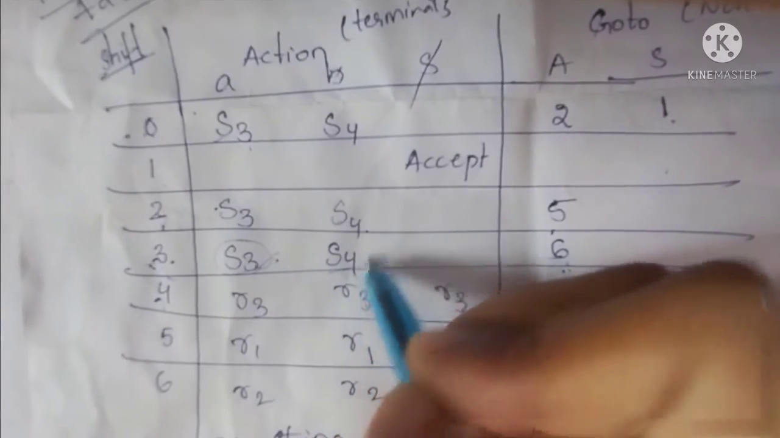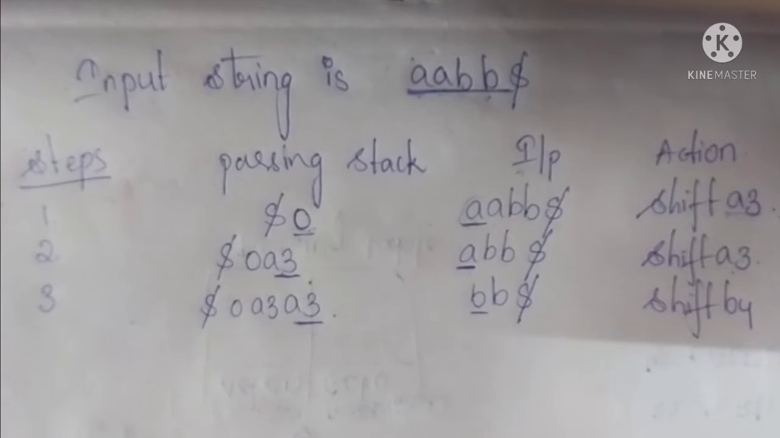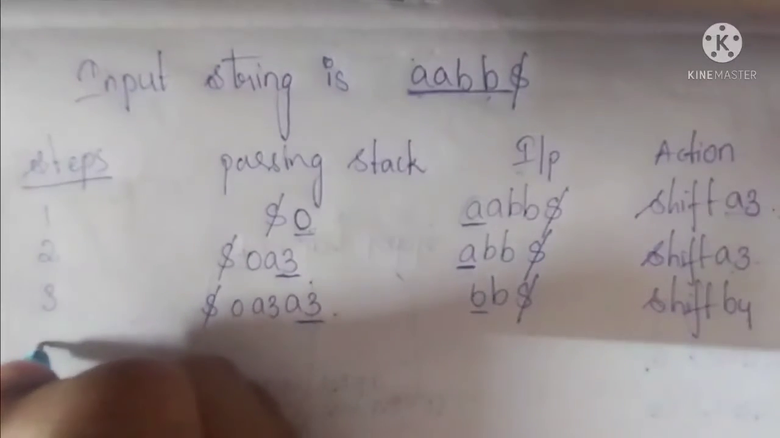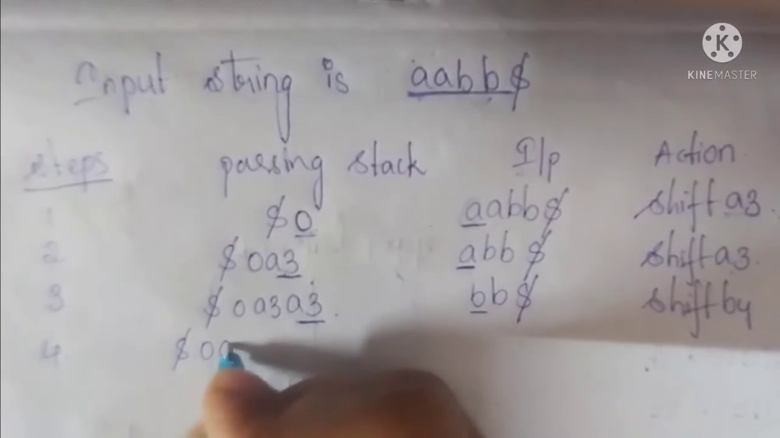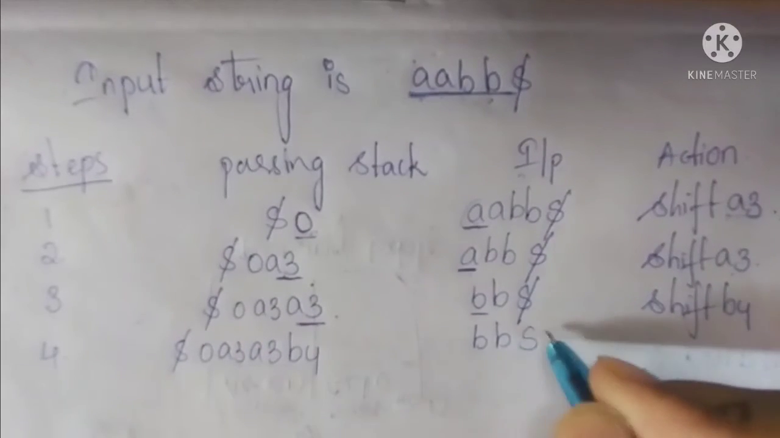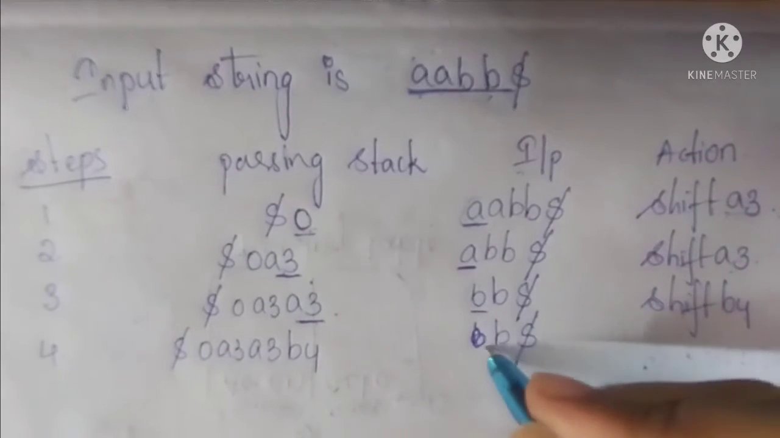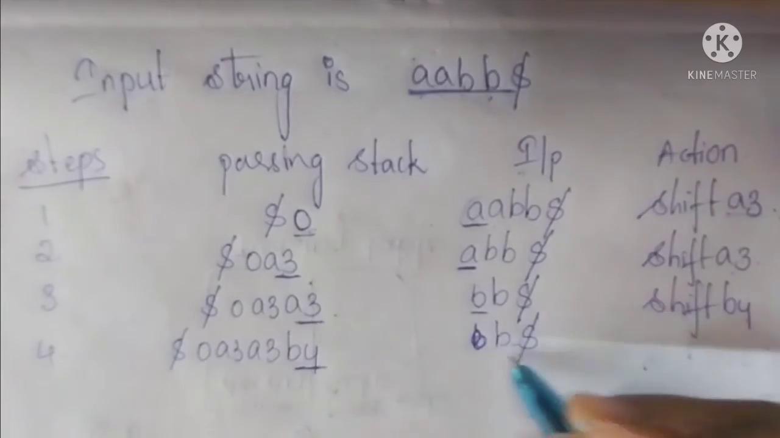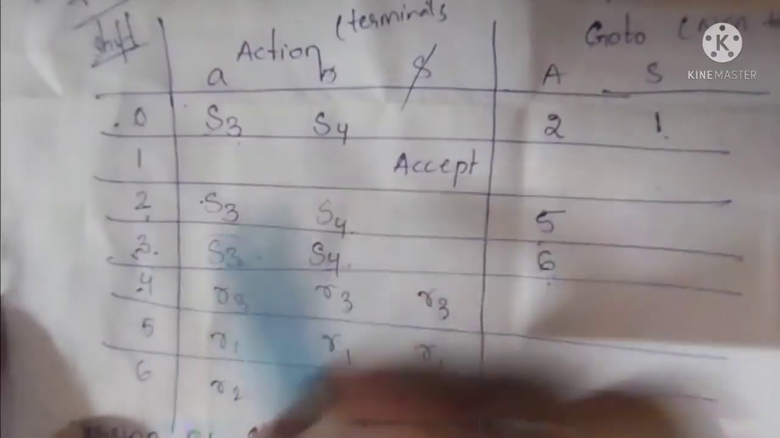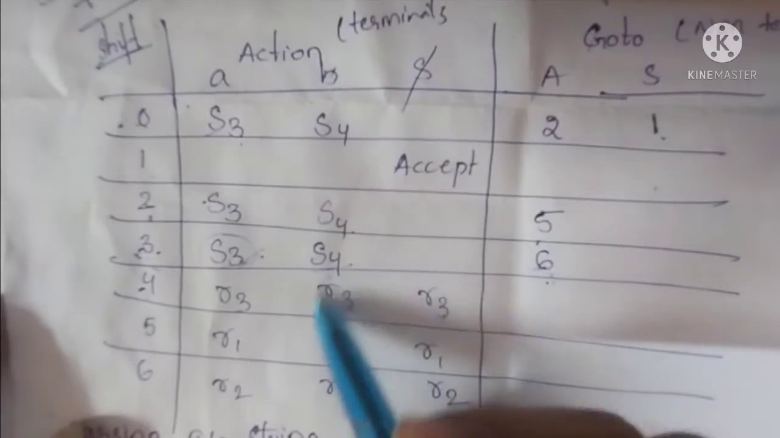S4 means you have to write B4. So what do we have to write? Shift B4. So this B4 you have to shift here. $0 A3 A3 B4, then B $. Sorry, single B, since this B is already shifted. So single B dollar. Now you have to check for I4 and B. See here, I4 to B: where is it going? R3, which means reduce R3.